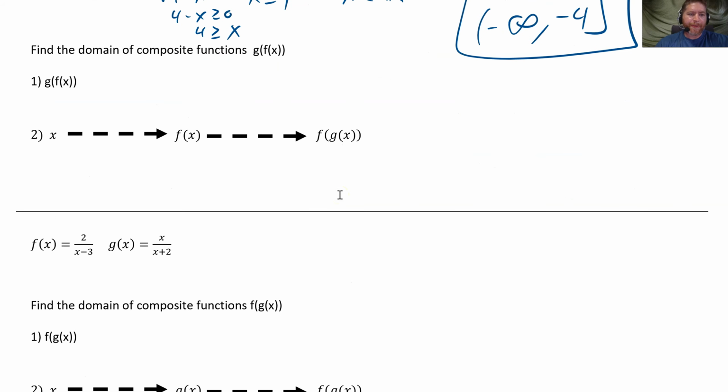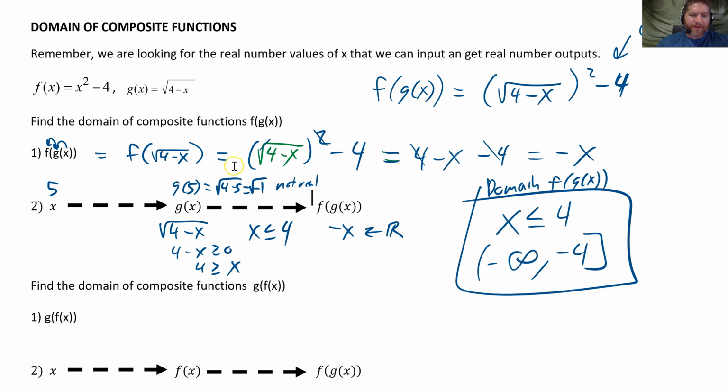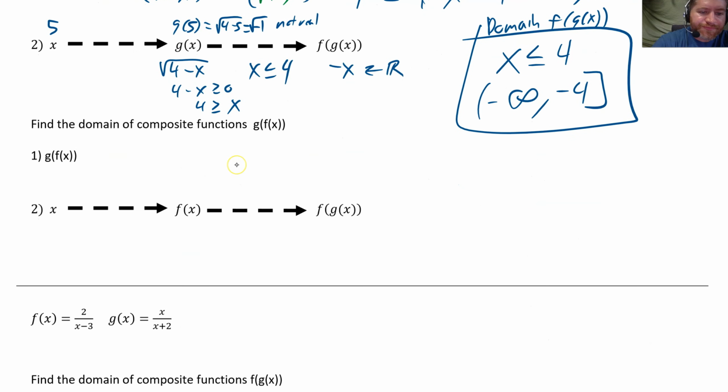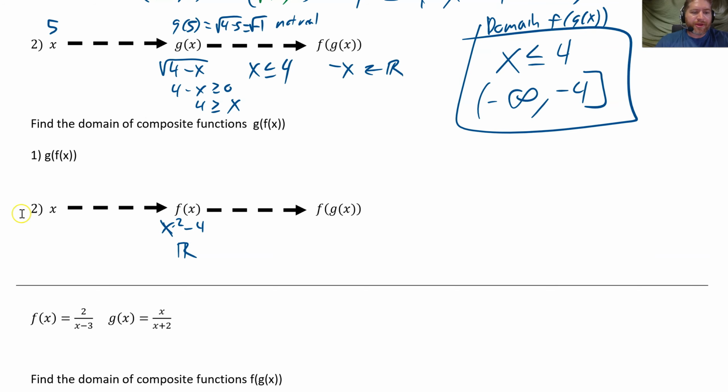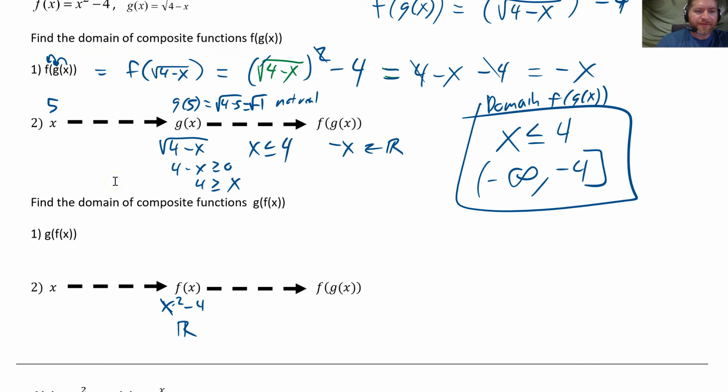Let's look at another one. So now we're going to do g composed of f of x. The first thing x goes into is f. So let's look at f. F is x squared minus 4. And that's a parabola. We know that it's all real. So that means we can plug any number we want into f. So far everything works.